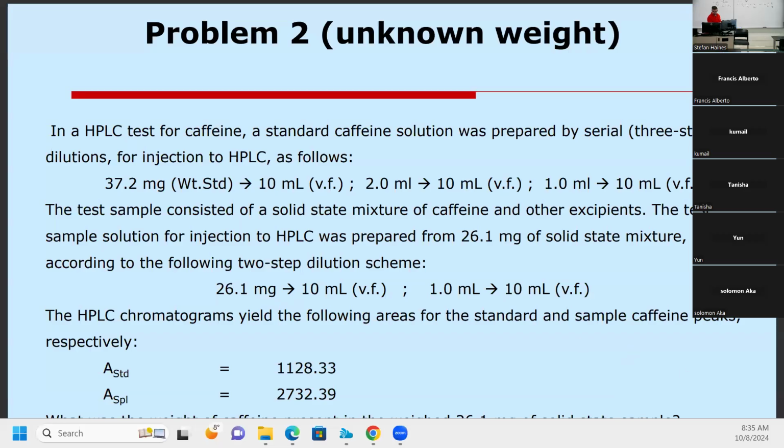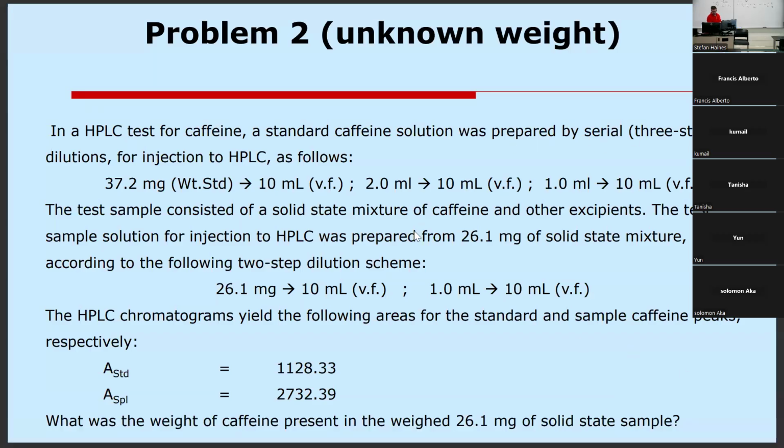Problem 2. All right, same thing. Now we're back to caffeine. So we have caffeine test. Now we're doing serial dilution. So now this is going to involve this equation with the dilutions. Rotation is terrible.